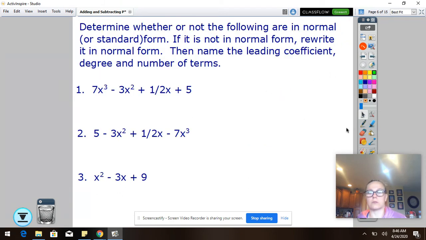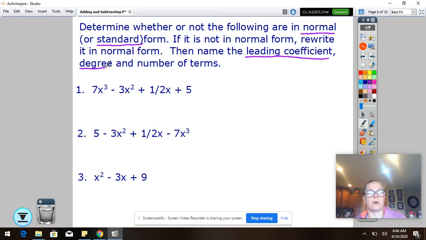So a big thing, you guys, is when we're working with these, it's important that we put it in normal form, or sometimes you'll hear it referred to as standard form. Okay? And again, when we talk about normal or standard form, we're going largest exponent to smallest. Now, it's important that you also can name the leading coefficient. And that leading coefficient, when you are in normal form, it's the number that is always in front of the variable that has your degree on it. So it's always going to be that first number in your expression.